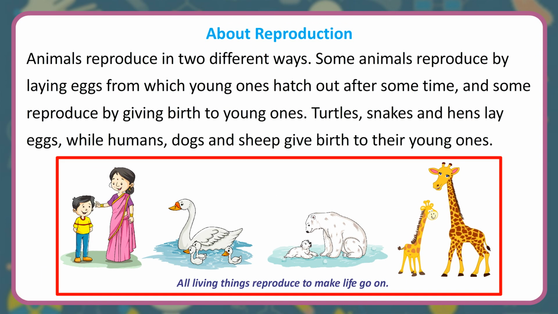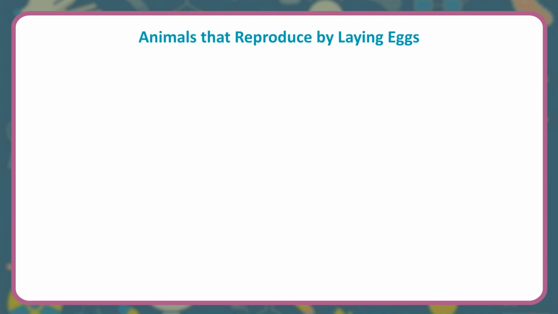About reproduction. Animals reproduce in two different ways. Some animals reproduce by laying eggs from which young ones hatch out after some time, and some reproduce by giving birth to young ones. Turtles, snakes and hens lay eggs, while humans, dogs and sheep give birth to their young ones. Animals that reproduce by laying eggs.